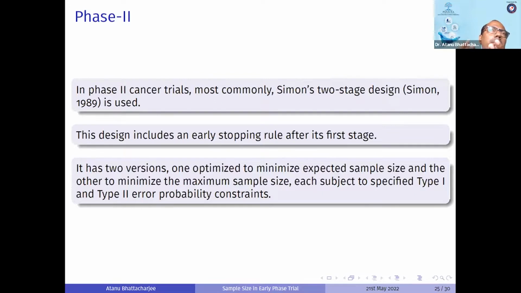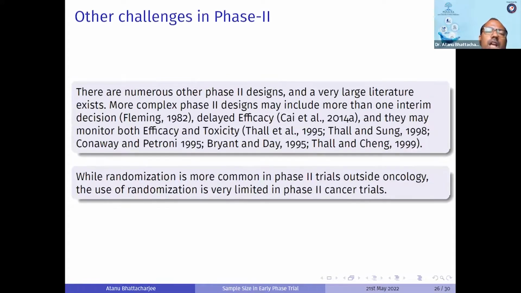We are much more towards what Ashish mentioned, sample size calculations and deriving the procedures. Here we have some expected value, a null hypothesis and an alternative hypothesis, and we can derive the sample size prior to our study and proceed based on that. But there are some challenges. Numerous other phase 2 designs exist, and the literature is very large. More complex phase 2 designs mostly include more than one interim analysis.